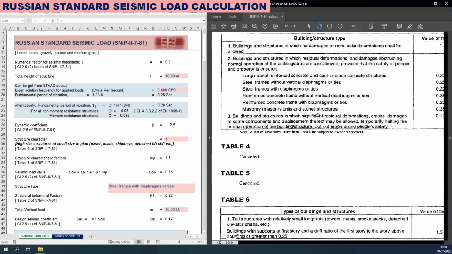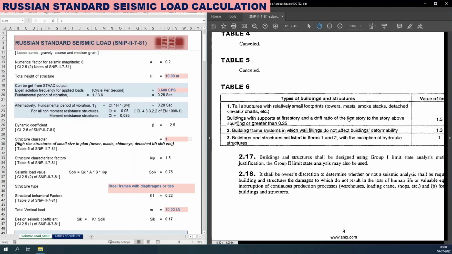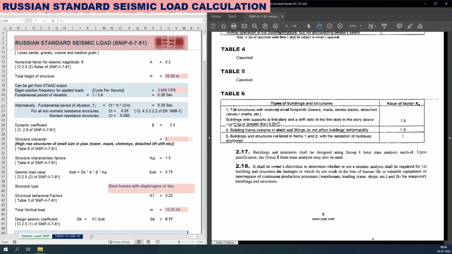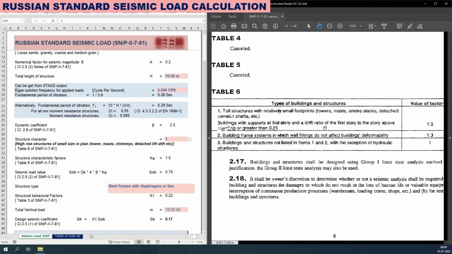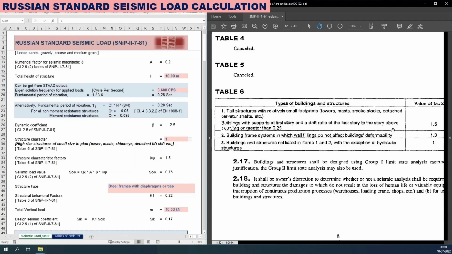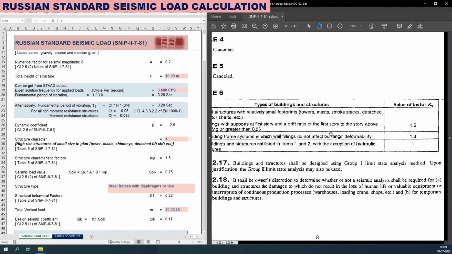So on page 12, you can see here Table 6. Tall structures with relatively small support footprints have a value of 1.5, including towers, masts, smokestacks, detached elevator shafts, etc. Then buildings with supports at the first story, and the drift ratio of the first story to the story above. So these are the things we need to consider.